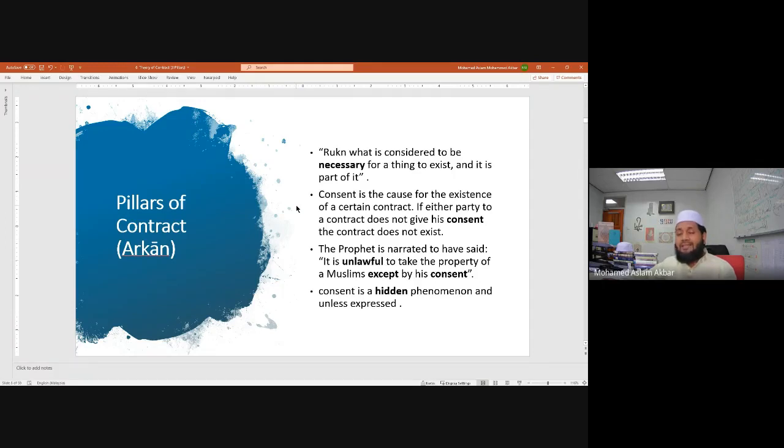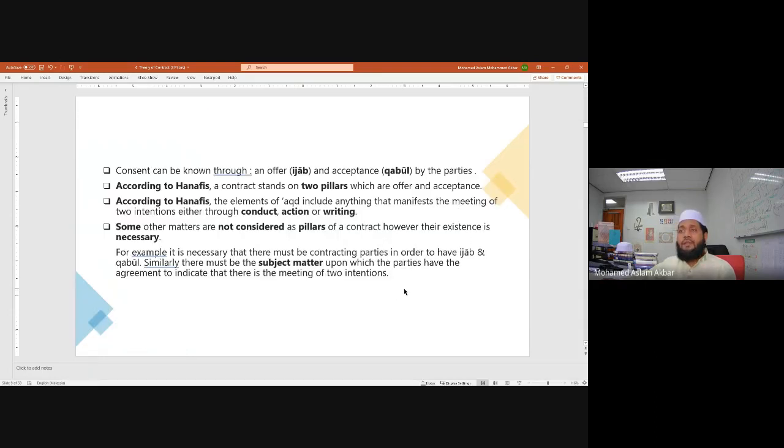This consent is a hidden phenomenon unless expressed. You cannot actually see the consent unless it has been shown. That's why it has to be expressed. How do you know the consent? You want to buy his phone, but you need to see whether he agrees or not. So he has to say, okay, I agree, or maybe he smiles, or says something like this. These are the signals of consent. Without consent, there is no business. So consent can be known through an offer, ijab, and acceptance, qabul, by the parties.